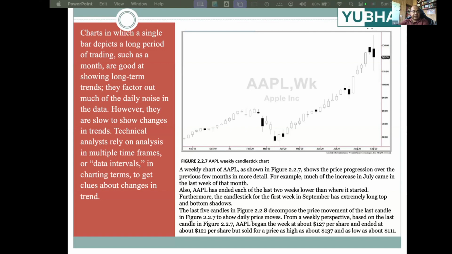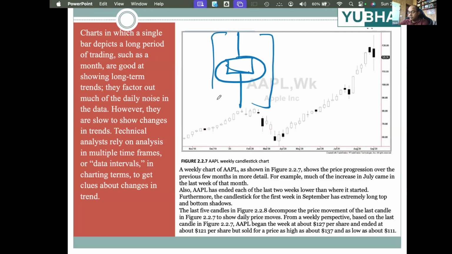Charts in which a single bar depicts a long period of trading, such as a month, are good for knowing what the long term trend is, because in a way they cancel out a lot of the daily noise that comes up. So if you're looking at the daily chart, you'll see prices went up and closed in a very narrow range. But this will create a lot of noise on the daily chart because the wicks are very large.